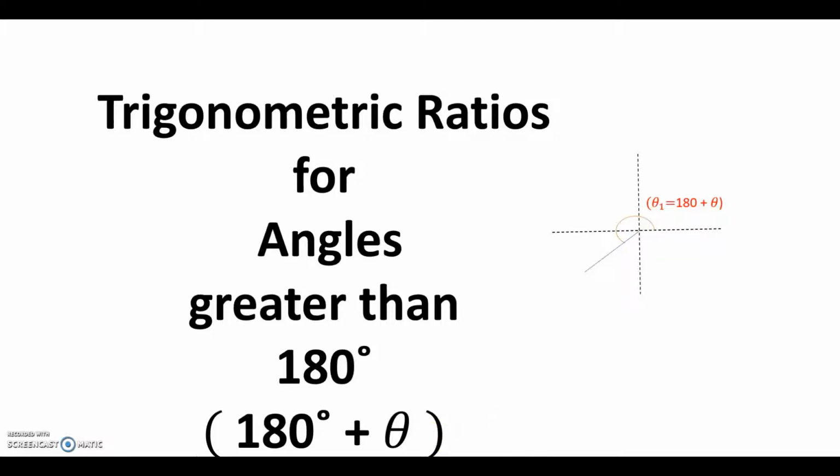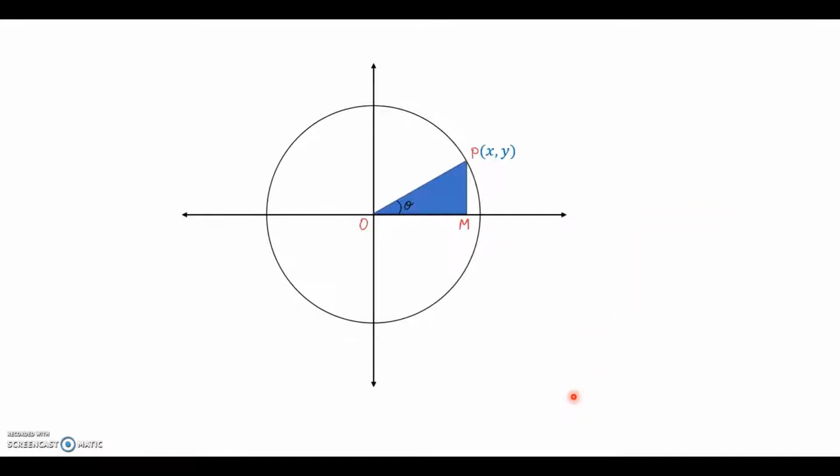In this video, we will see how to find trigonometric ratios for angles greater than 180 degrees. An angle which is greater than 180 degrees will be an angle like this, and it will fall on the third quadrant of the graph. So it's 180 degrees, and then plus this angle over here will be angle theta. So let's see how we can find trigonometric ratios for this.